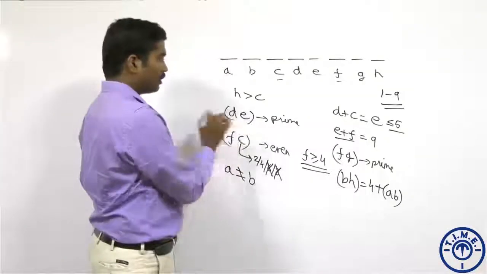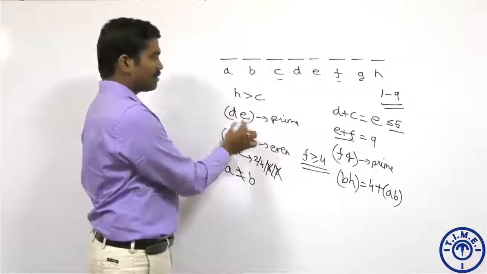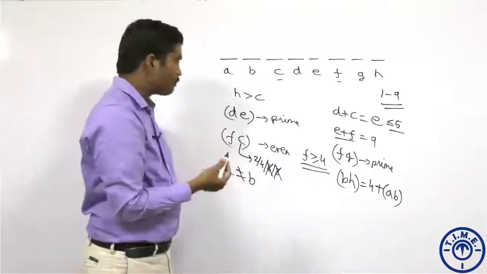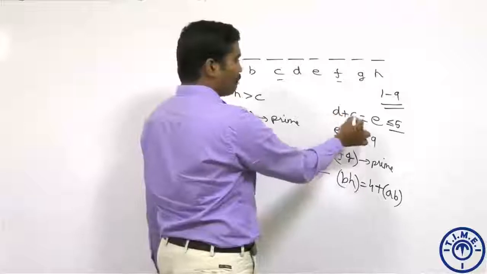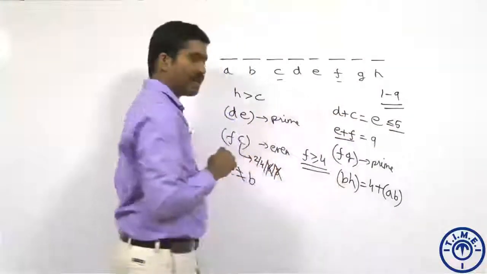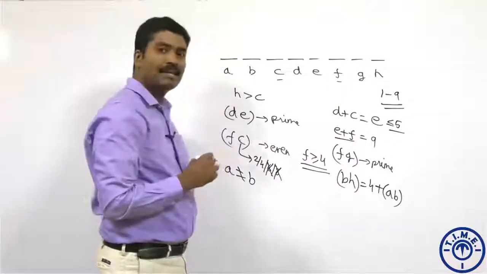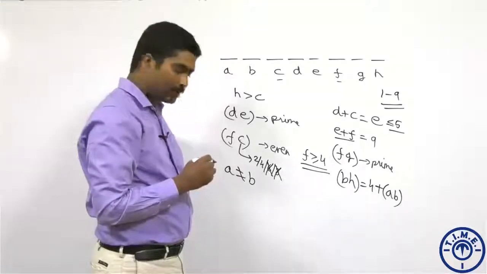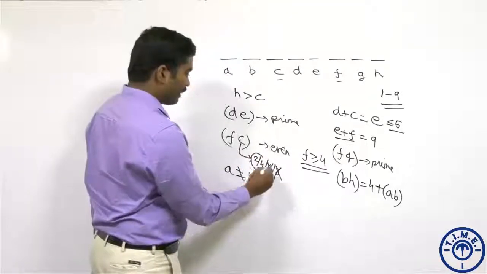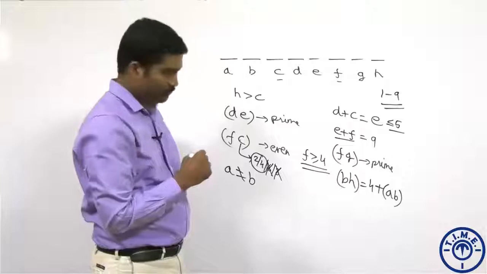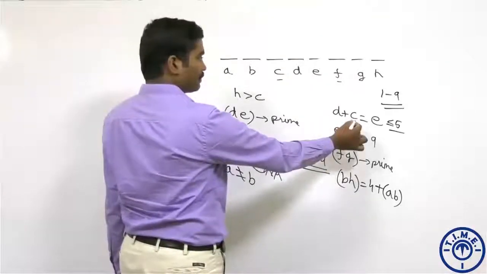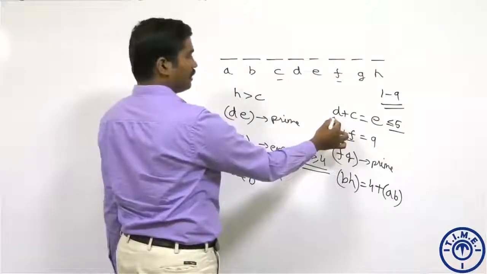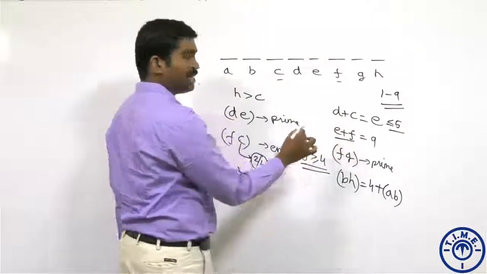Now, DE is a 2-digit prime number, which means D is at least 1. Then 1 plus C is less than or equal to 5, which means C is less than or equal to 4. So C can only take the values 2 or 4. If C is 4 and D is 1, that's the best possible scenario that we have.